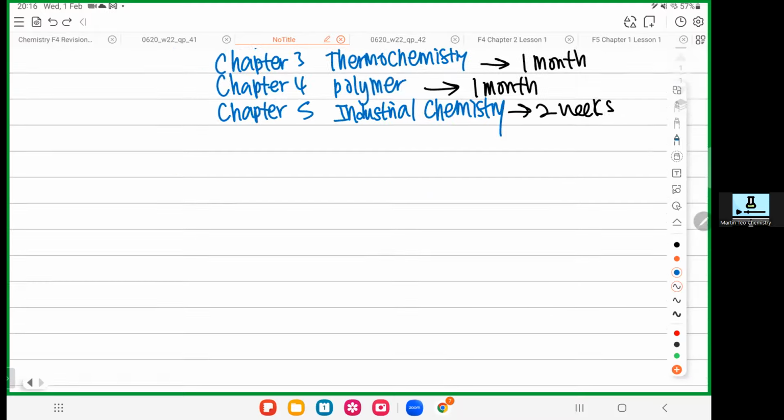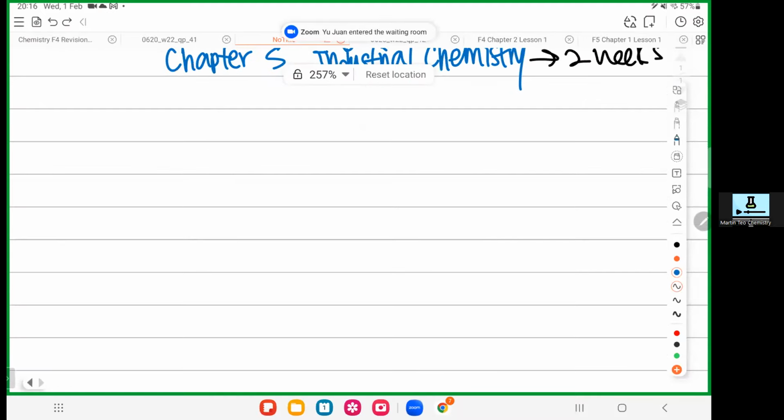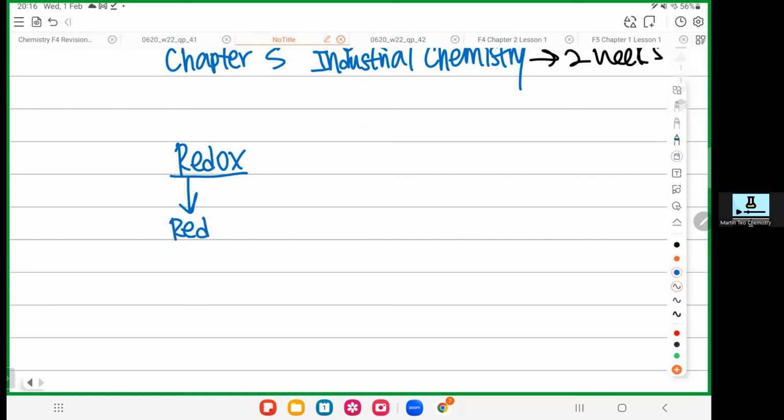So let's start. The first thing that you need to learn today is this. You need to understand the word called redox. So what is redox? The word redox comes from 2 words. The first word is R-E-D. The second word is O-X, re and ox. The re means reduction, so there is a chemical process called reduction. The ox means oxidation. These 2 words are very important.